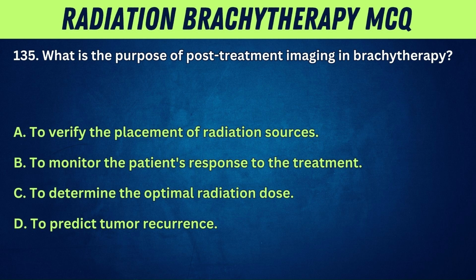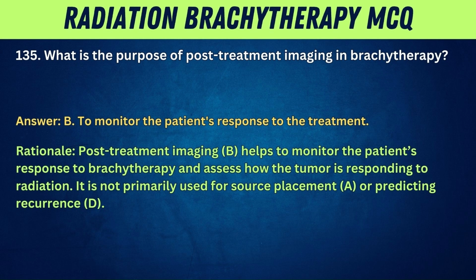B. To monitor the patient's response to the treatment. C. To determine the optimal radiation dose. D. To predict tumor recurrence. Answer: B. To monitor the patient's response to the treatment. Rationale: post-treatment imaging, B, helps to monitor the patient's response to brachytherapy and assess how the tumor is responding to radiation. It is not primarily used for source placement, A, or predicting recurrence, D.